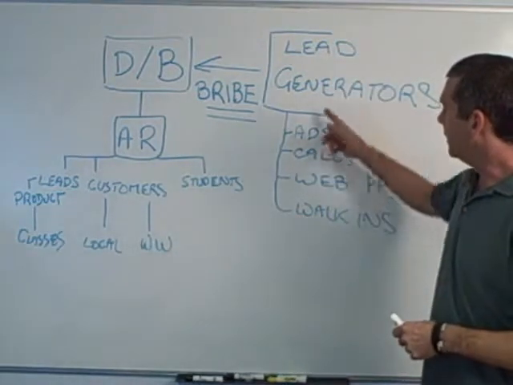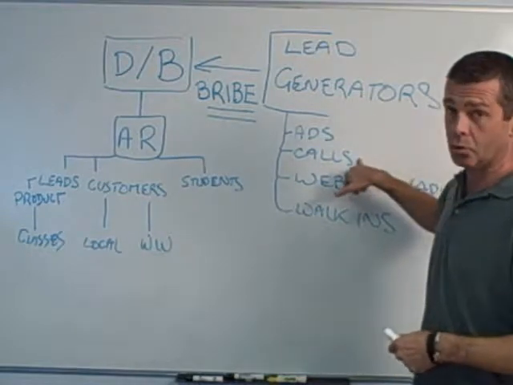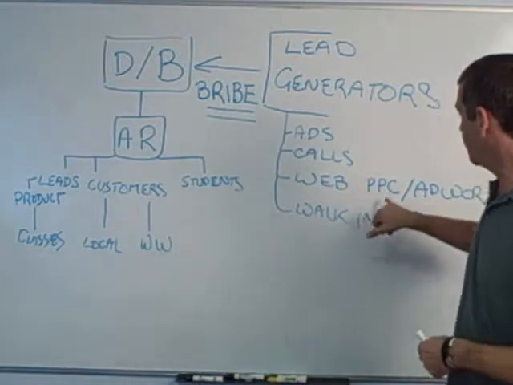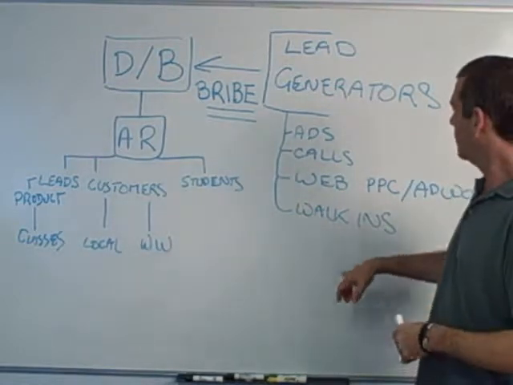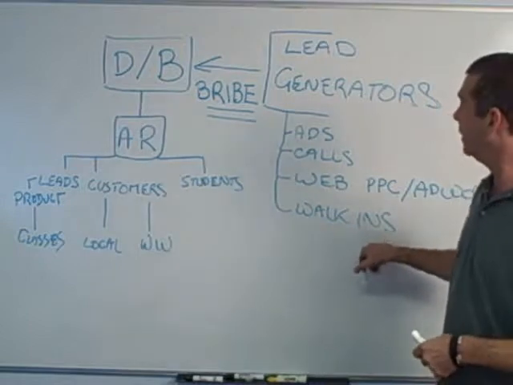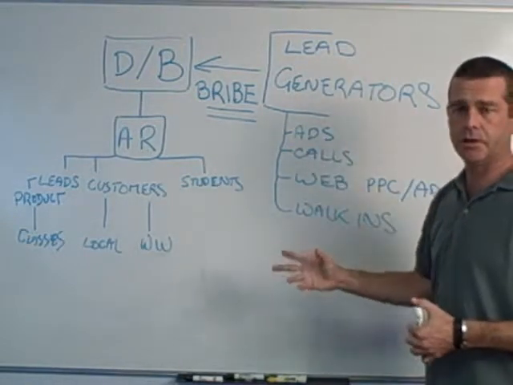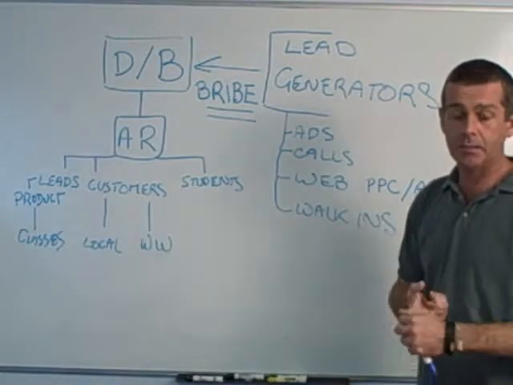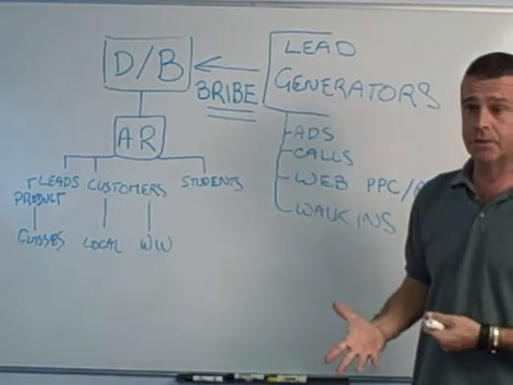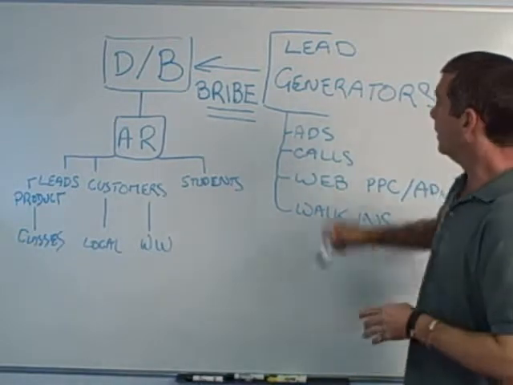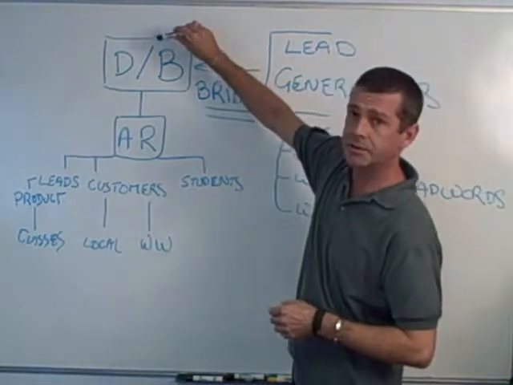We've got lead generators, which are generally going to come from your ads, from your calls, from the web, which could be pay-per-click, AdWords, all that kind of stuff. Also walk-ins. Idea being that everything that you do here, you're getting two things minimum. You're getting a first name and an email address, and I know that David went through that, but I just want to emphasize that. It's just so important.